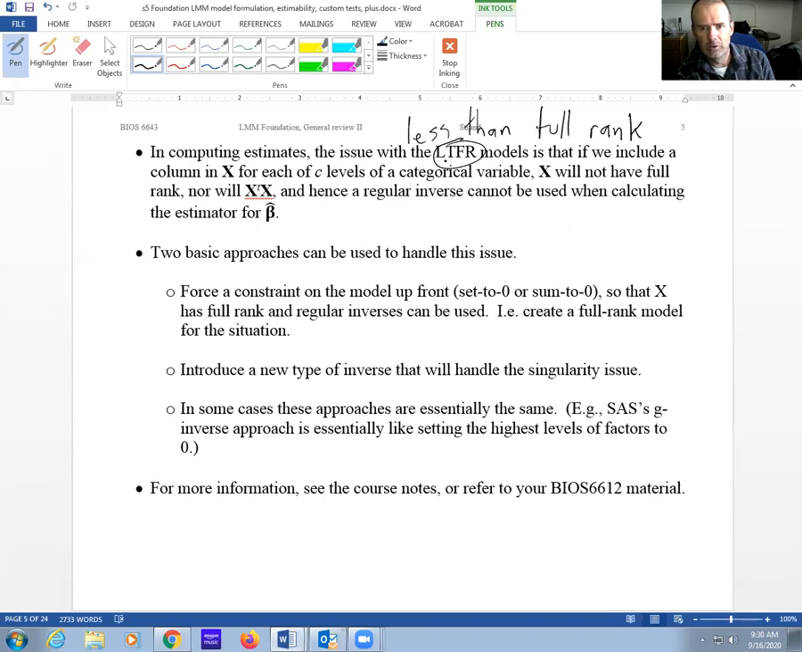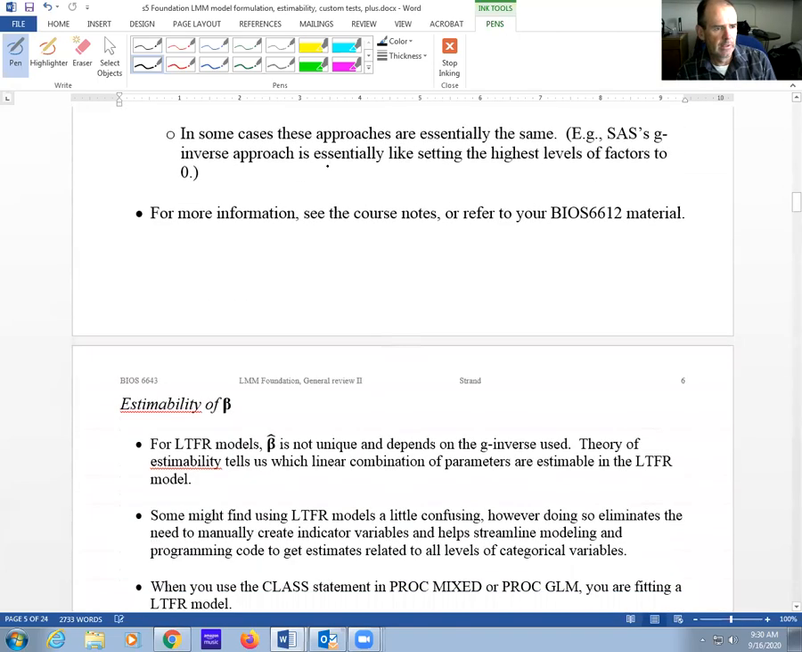You know, it'll be the overall average. And in that case, X is going to have full rank, and you can use the regular formula. And the second approach is to introduce a new type of inverse, a generalized inverse, that will handle the singularity issue. In some cases, these approaches are essentially the same. So, for example, SAS's G inverse is essentially like setting the highest levels of factors to 0. There's a lot more detail on this in the course notes, if you're interested in that.